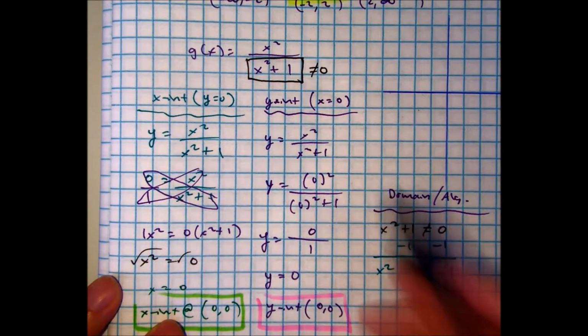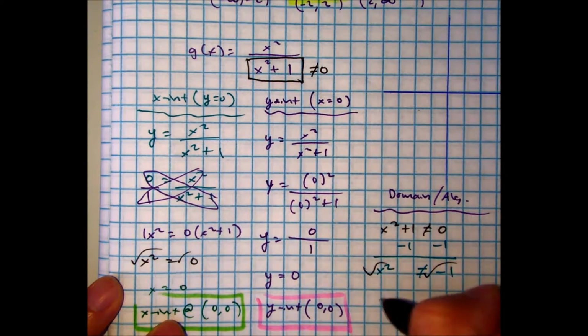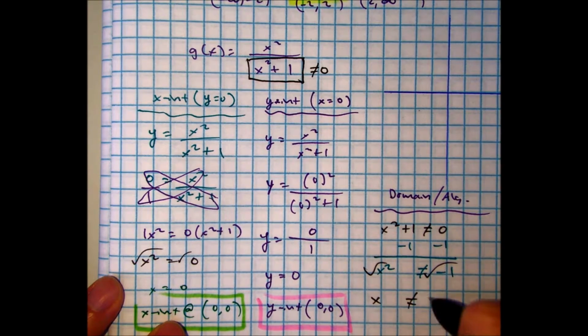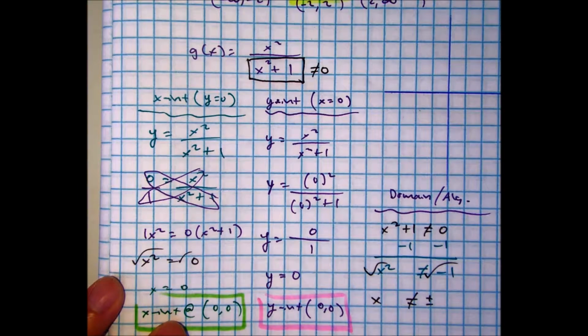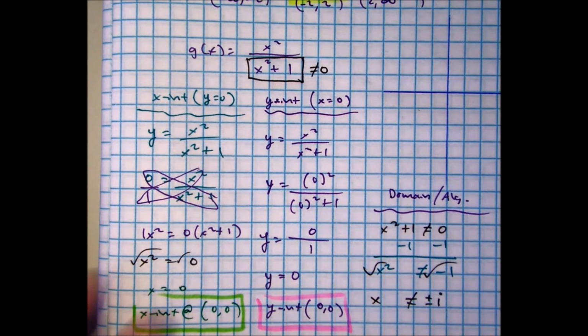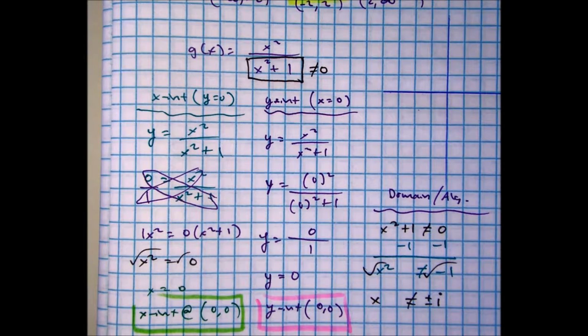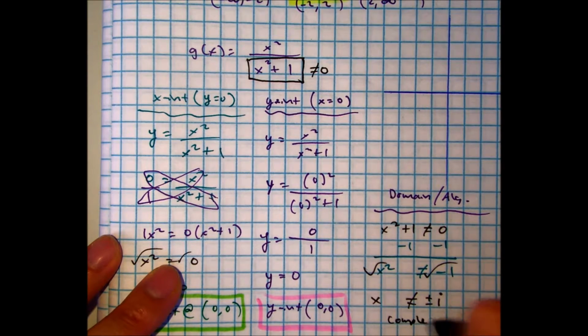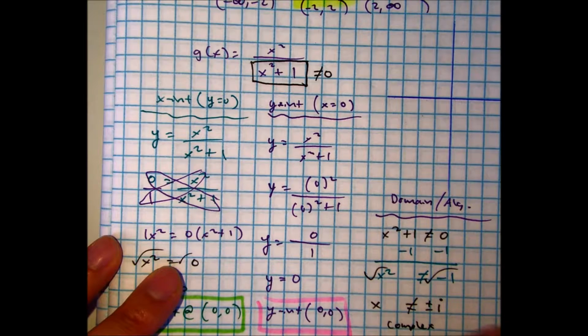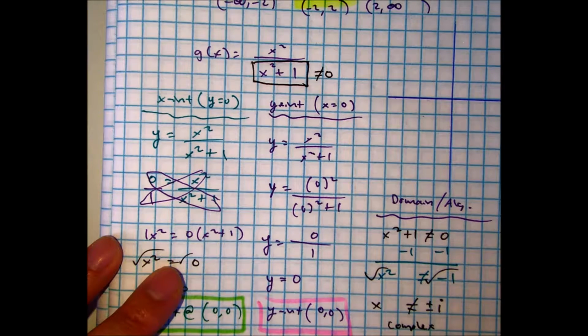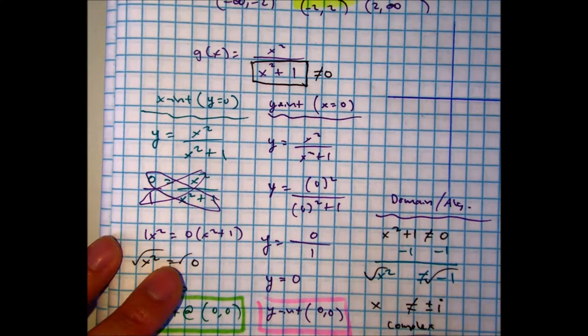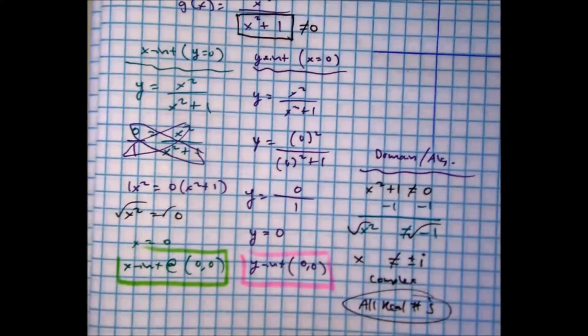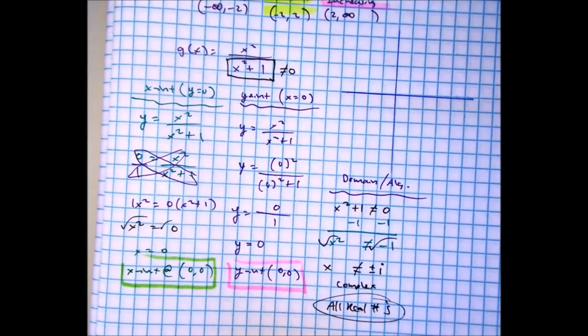And if I take the square root, x is not equal to plus or minus what? I. So what does it mean that it has complex solutions? Okay, someone said all real numbers. Let's test it, okay? Put in your graphing calculator.